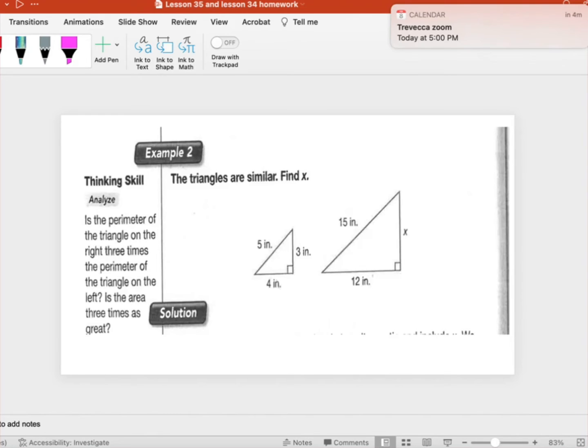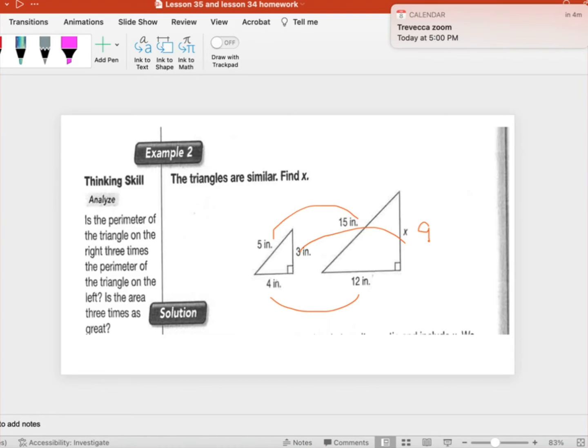All right, so here we are. Is the perimeter of the triangle on the right 3 times the perimeter of the triangle on the left? Is the area 3 times as great? Now we're trying to figure this out. First of all, 15 is 3 times 5, X is going to be 3 times 3, and 12 is 3 times 4. Remember I told you there was a scale factor, times 3, therefore times 3. So this other side length, X, must be 9.